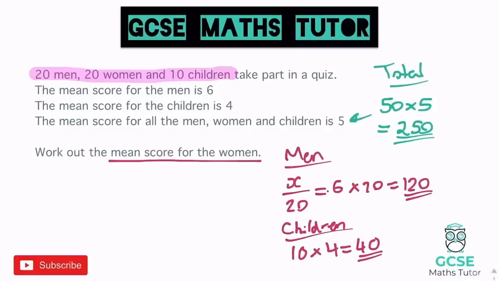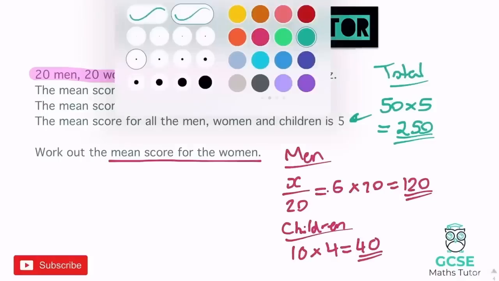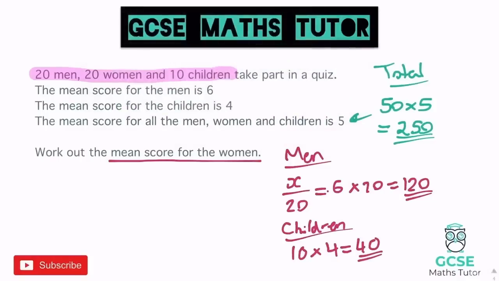So now we know the total score, we know the score for the men, we know the score for the children, so we can actually work out what score the women got. So if we do this to the side, we know we have to do 250, take away the 120 that the men got, and take away the 40 that the children got. And if we work that out, 250 take away 120 is 130, take away the 40 leaves us with a total score of 90 for the women.